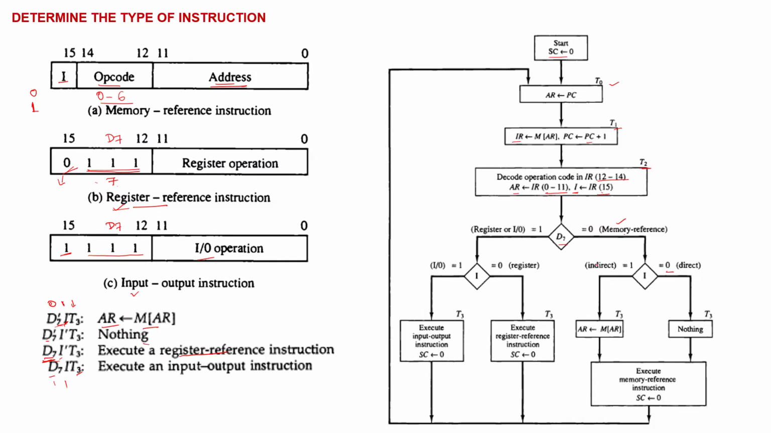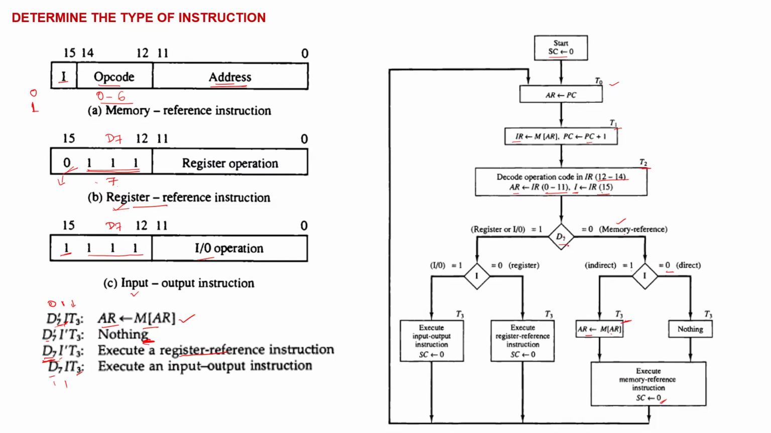That is the situation for the second case. If I is 1, then what is happening here? The contents of the memory are transferred to the address register during the time cycle T3. And finally, execution will take place between the memory reference instruction and whatever contents are there. So after execution, again the sequence counter is set to clear.